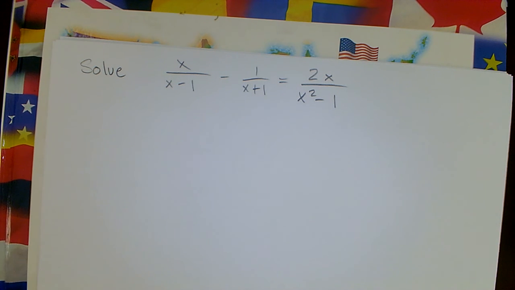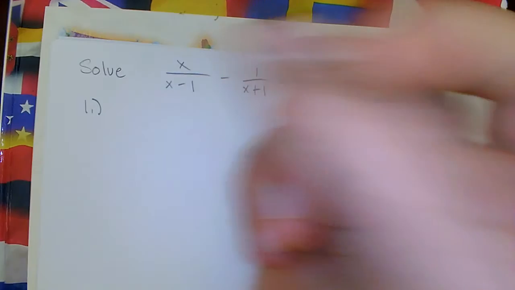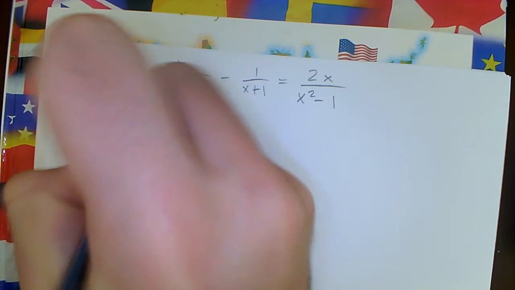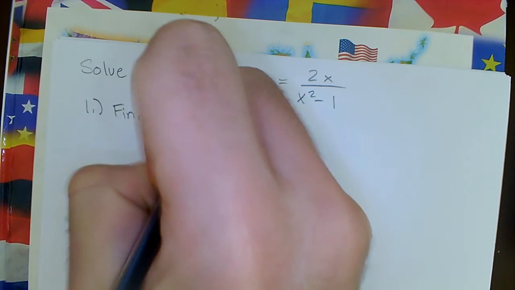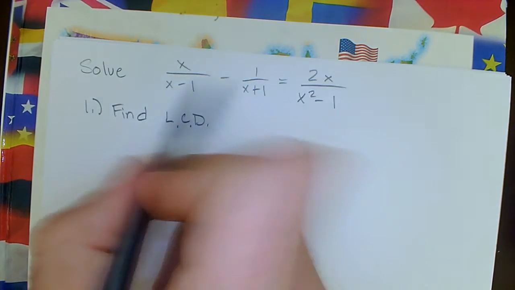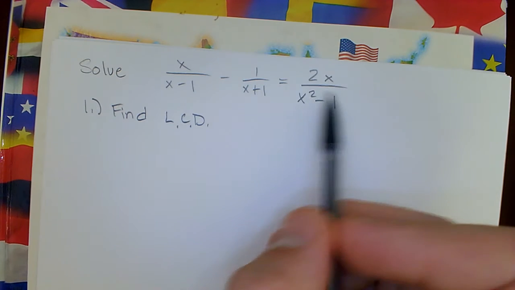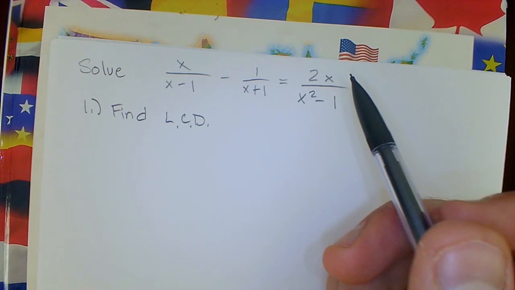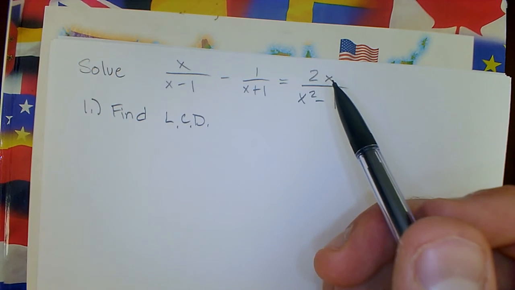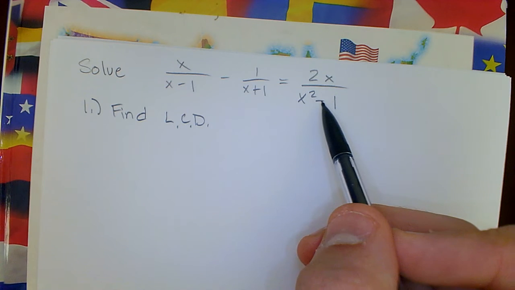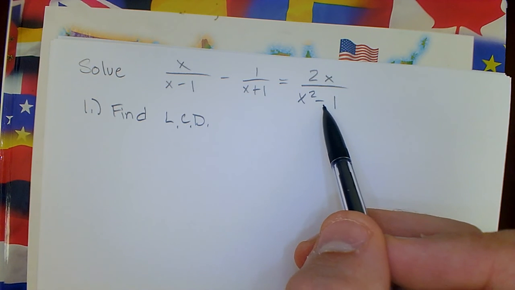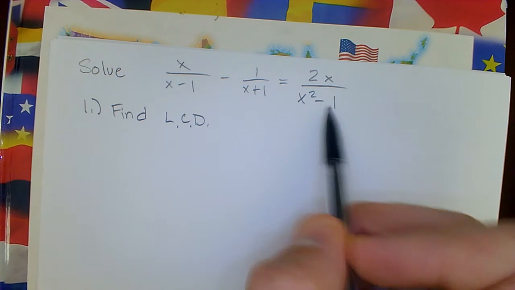Okay, so here we can find a least common denominator, right? That's the first step. So find the LCD. And it's not just these two on the left-hand side, but you don't want to forget about this right-hand side too. So when you're finding a least common denominator, it's sometimes best to factor completely, right? So here we have an a squared minus b squared.